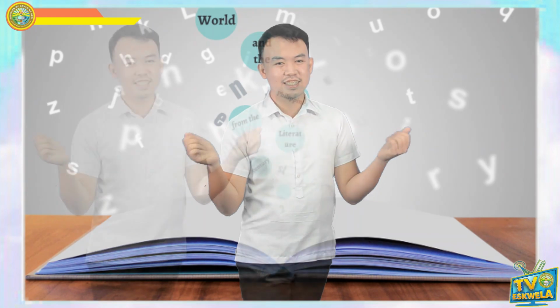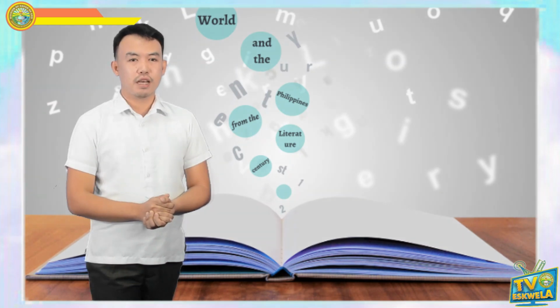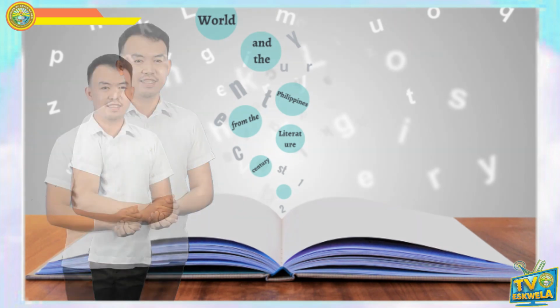Before we start, please get a notebook or a paper and a ballpen for you to answer the questions that I will be asking. I will only read each item once, so listen carefully. Okay? Instructions: Choose the letter of the best answer. Write the chosen letter on a separate sheet of paper.